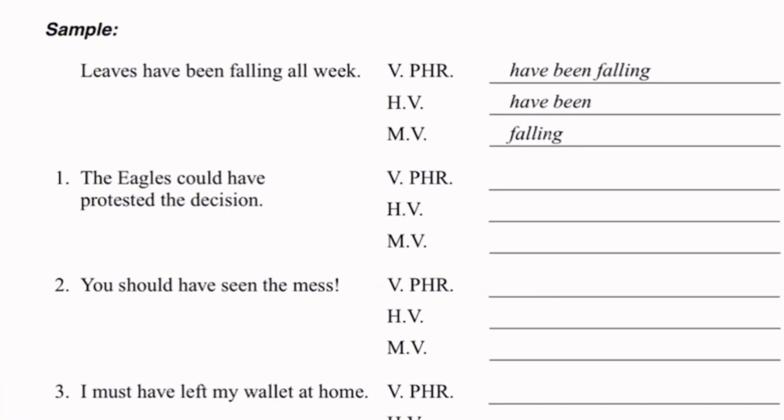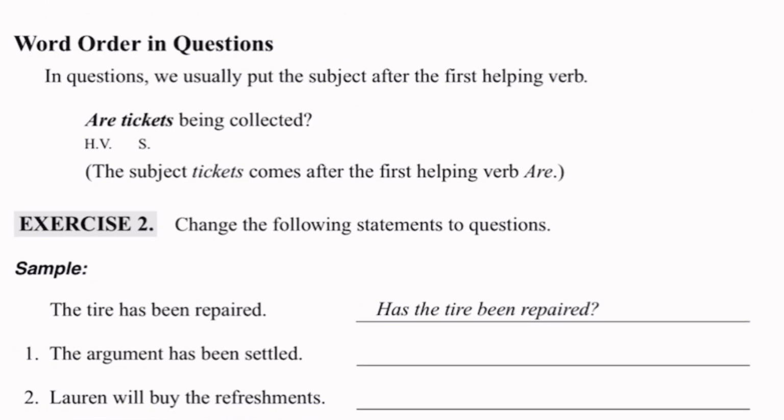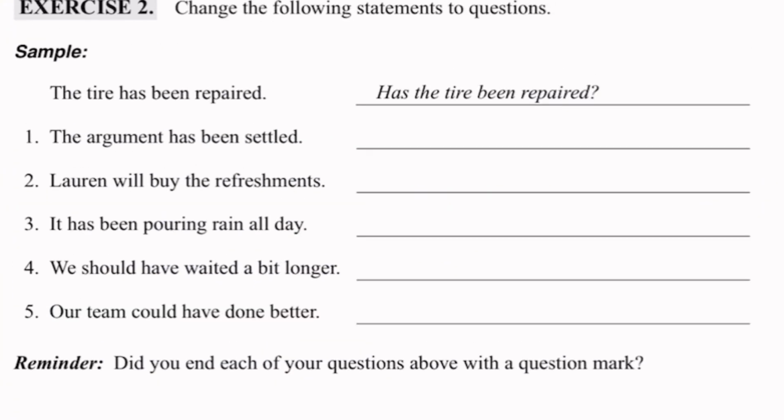So the verb phrase is could have protested. The helping verb is could have, while the main verb is protested. You should have seen the mess. The verb phrase is what? Should have seen. The helping verb is should have, while the main verb is seen. So you can try the other ones.